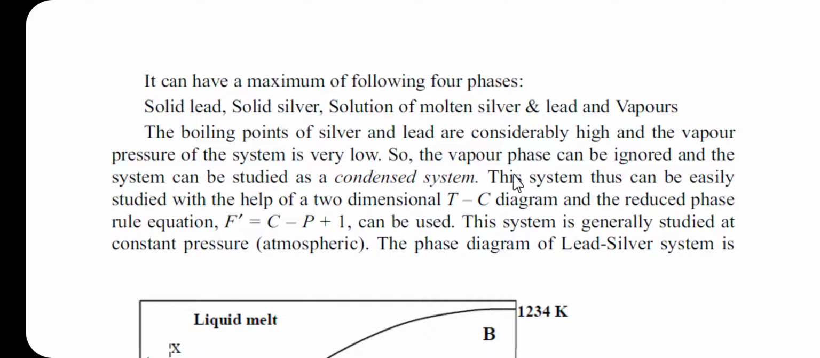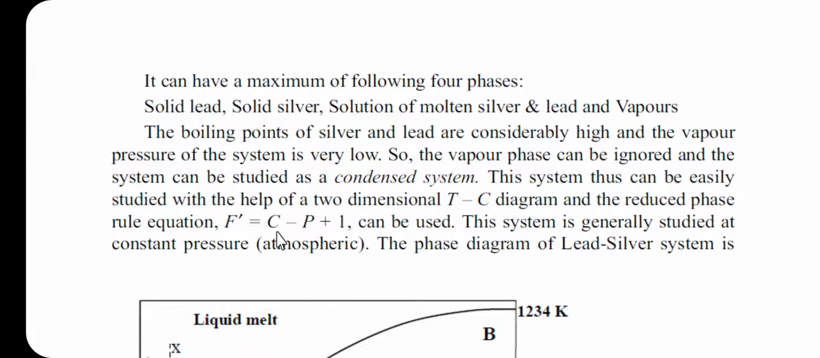The vapor phase is not considered here, it is ignored, and the system can be studied as a condensed system. The system can thus be easily studied with the help of a two-dimensional, that is the temperature and composition diagram. That is a TC diagram, and the reduced phase rule equation is F dash is equal to C minus P plus 2.